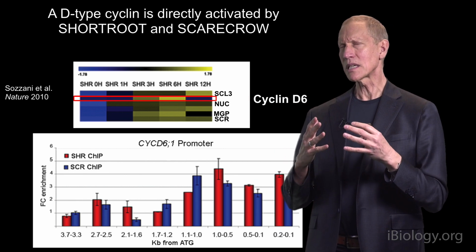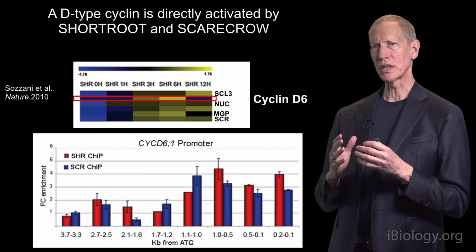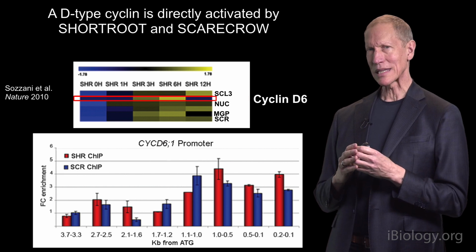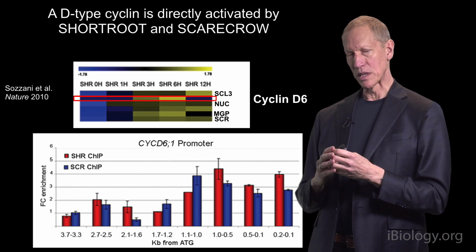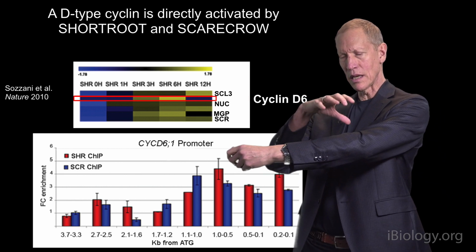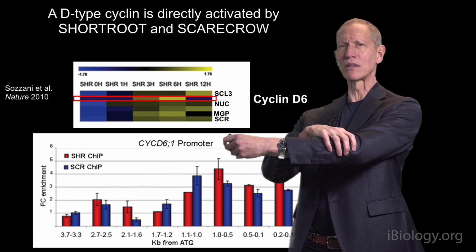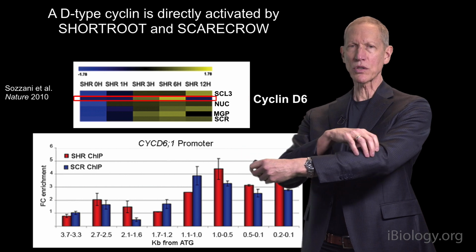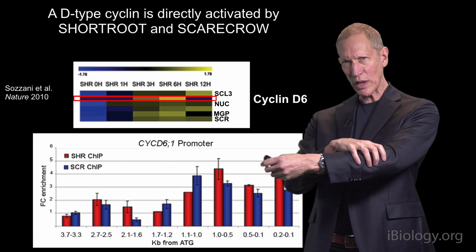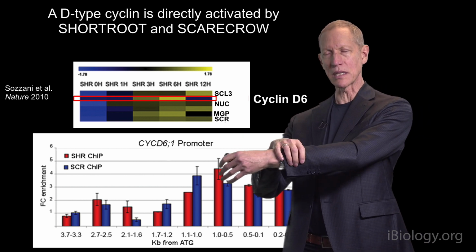And we thought, is there anything special about this particular cyclin? The first suggestion that there was something special about this particular Cyclin D6 is that when we did an assay which is called chromatin immunoprecipitation, that is, we looked to see if the transcription factor is actually attaching itself, is bound to the DNA. And when I say transcription factor in this case, we were looking for SHORTROOT and SCARECROW and asking, were they bound to the DNA, the regulatory region for Cyclin D6?